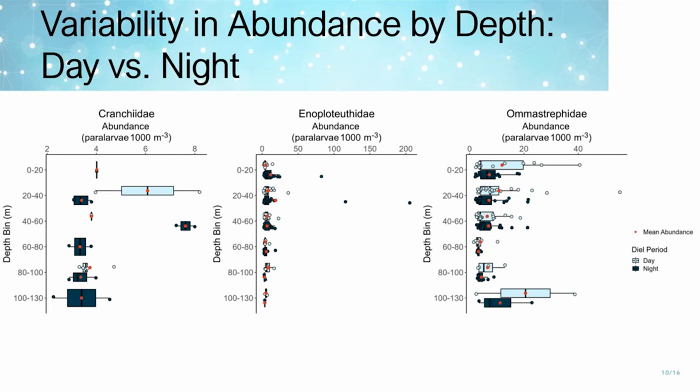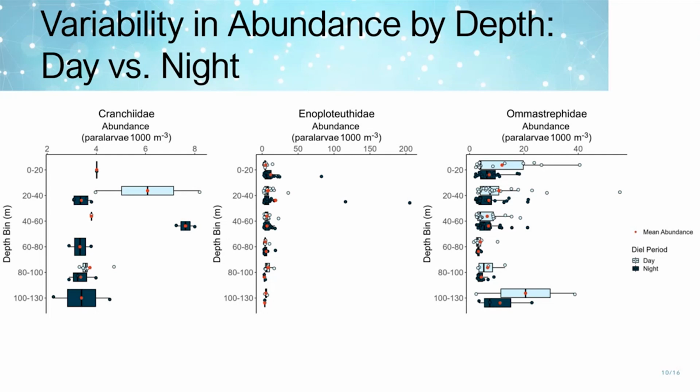The dark blue and light blue points, again, are individual abundances for the samples, and the red points are the mean abundance. So what I want to get at here is the variability in both abundance and number of samples per group. Here in the Octopodidae, you can see that the range in abundance is pretty small, and most of these depth bins have a similar number of samples.